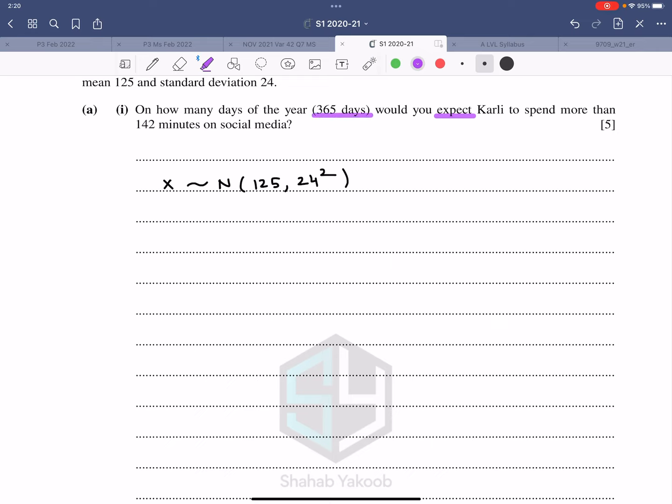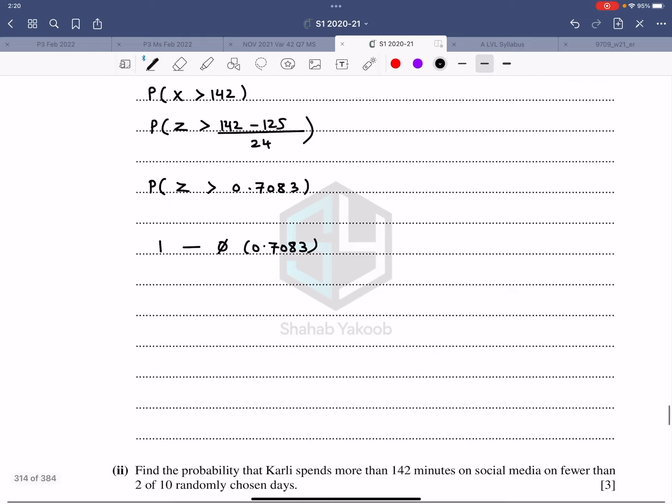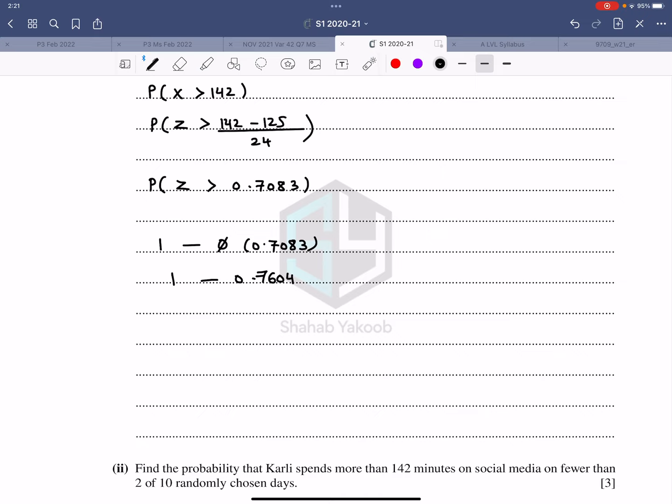But first, the probability. Probability X is greater than 142. Probability Z is greater than 142 minus 125 divided by 24. So when you do the simplification, this is probability Z is greater than 0.7083, which is 1 minus phi of 0.7083. Go to the table, read off the value, subtract. So this is 1 minus 0.7604, which is 0.2396. Do not round off over here, leave it as it is.